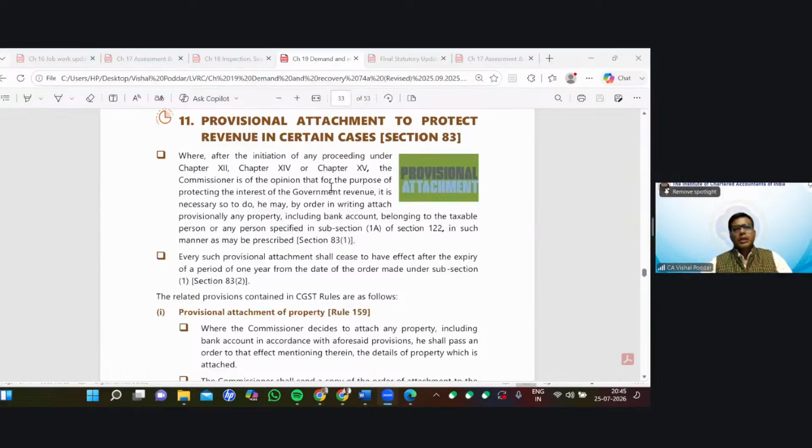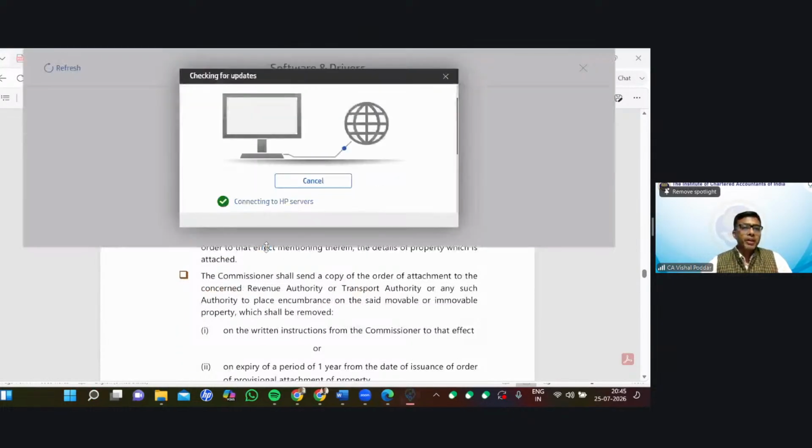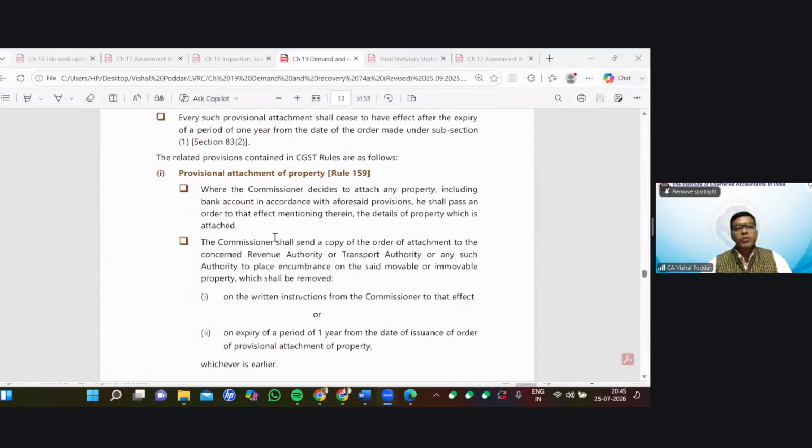So this is a severe provision where the government is empowered to attach your property, which includes bank accounts. Now, such provisional attachment shall cease to have effect after 1 year. So up to 1 year, your property may remain attached. And when we say it is attached, it means for that period you cannot use that property. You cannot dispose of that property.